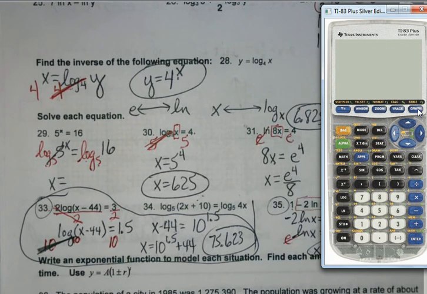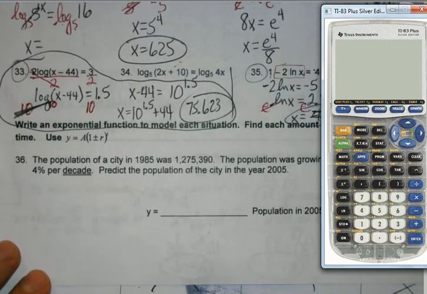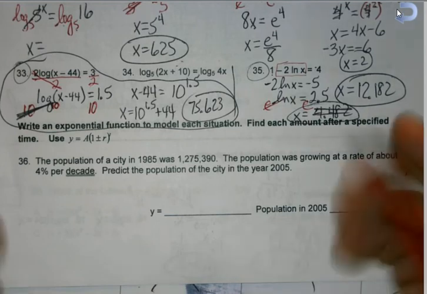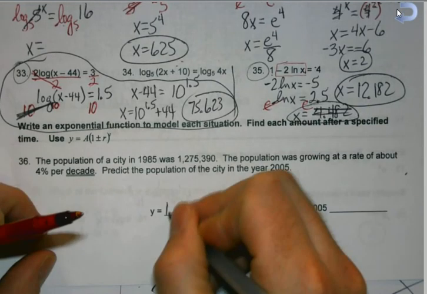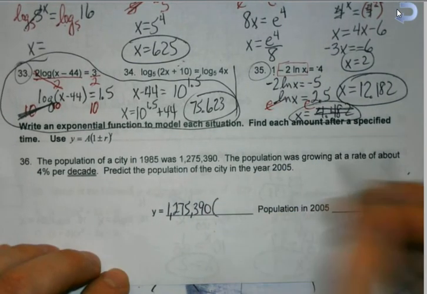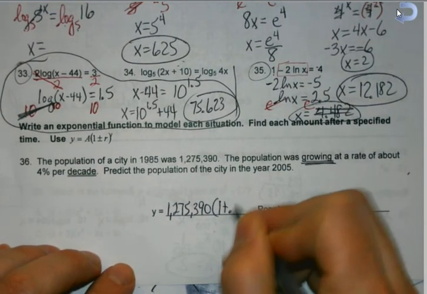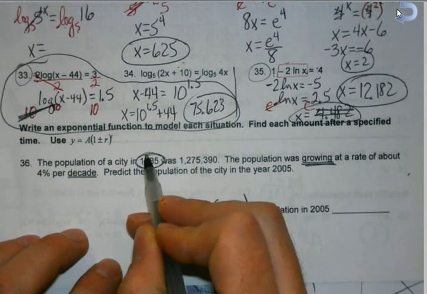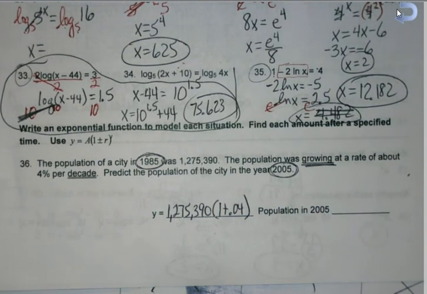Now, 36. Here's the dilemma. Let me shrink this for a minute. Read carefully. Population of a city in 1985 was, here's this number. So let me use that. That's my starting value. You underline decay. I did for a good reason. Population was growing, 1 plus 0.04. Okay. Now, per decade. How long's a decade? 10 years. So if I'm going from 1985 to 2005 by decades, how many decades have passed? 2.